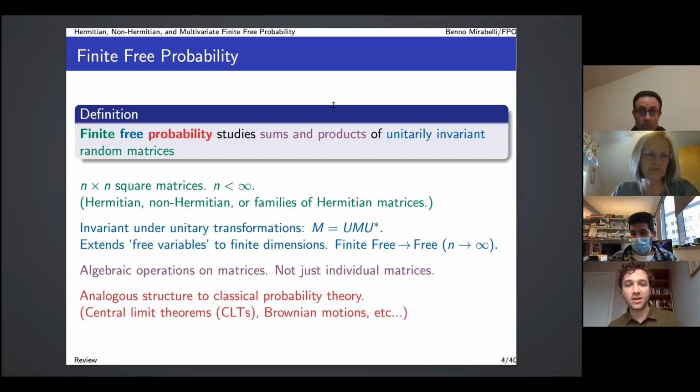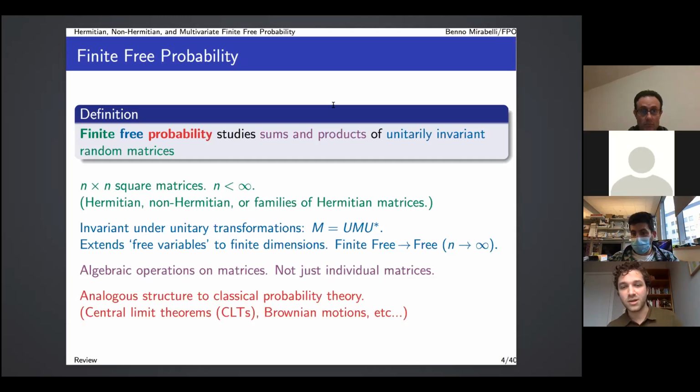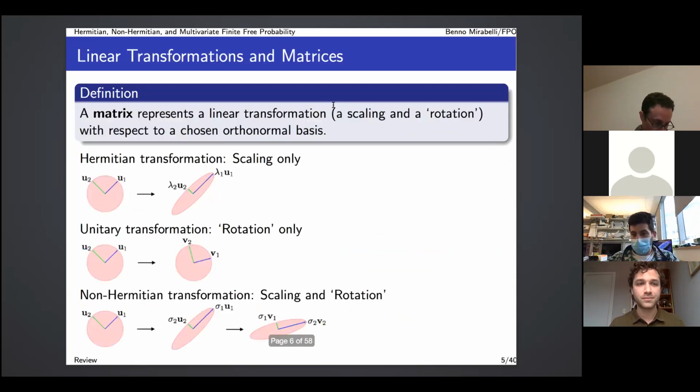We're not just going to be studying individual matrices here. We're going to be interested in sums and products of these random matrices. And when we do that, we start to uncover algebraic structure like central limit theorems and Brownian motions that's very similar to classical probability, which is why the word probability is there. That type of analogous structure is also why the word probability shows up in free probability as well.